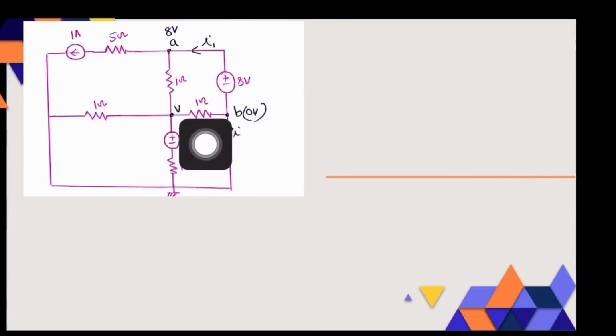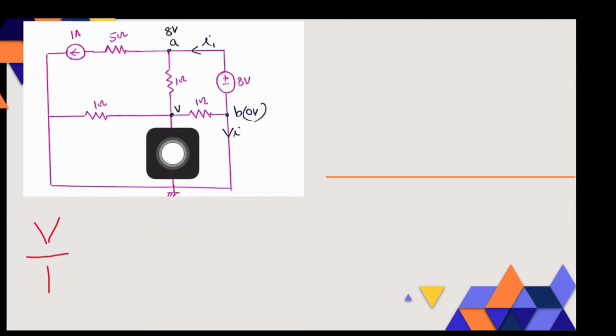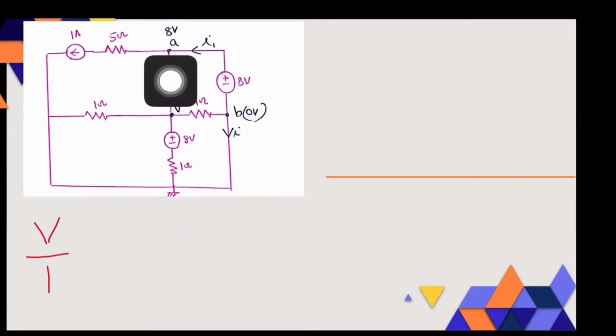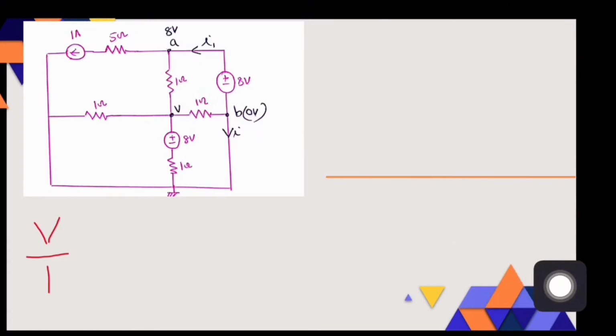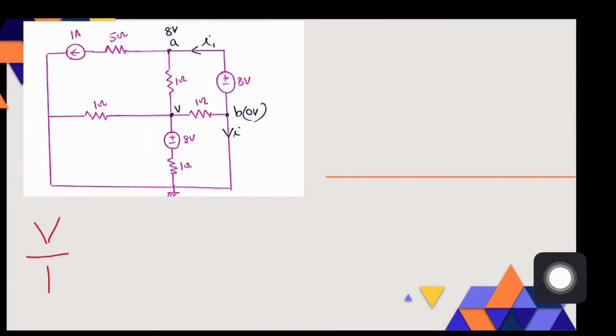One end of this 1 ohm is at potential V and other end is at 0. Correspondingly, the outgoing current through this 1 ohm at node V can be written as V by 1. On the other hand, one end of this 1 ohm resistor is at potential V and other end is at node A at 8 volt. Hence, the outgoing current through this 1 ohm resistor at node V can be written as (V minus 8) by 1.